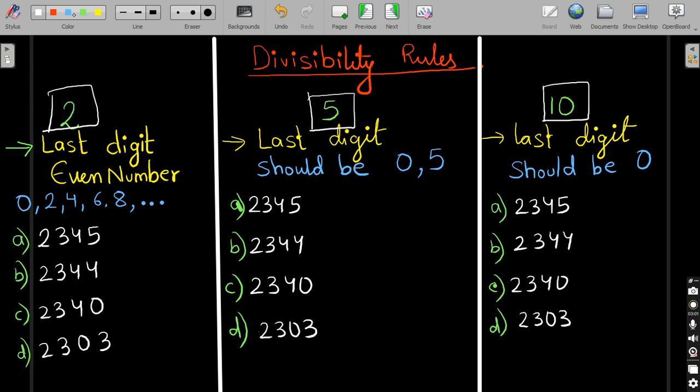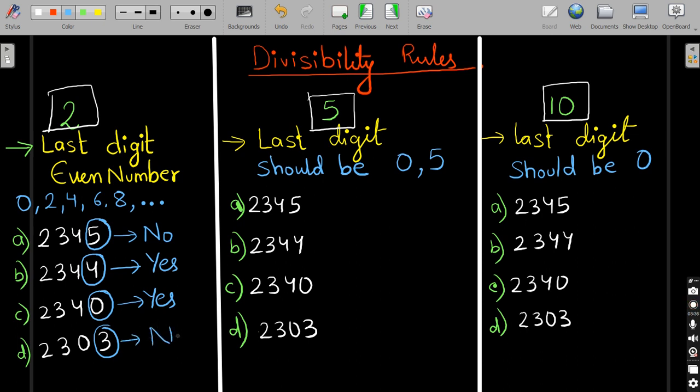Okay, now let us start. As per the condition, dear student, the last digit should be an even number. Now I will check the last digit. For 2345, what is the last digit? The last digit is 5. Is it an even number? No, so it is not divisible. Similarly, let us go to the next: the last digit is 4. Is it an even number? Yes, then it is divisible by 2. Last digit 0. Is 0 an even number? Yes, then it is divisible by 2. Is 3 an even number? No, it is not divisible by 2.